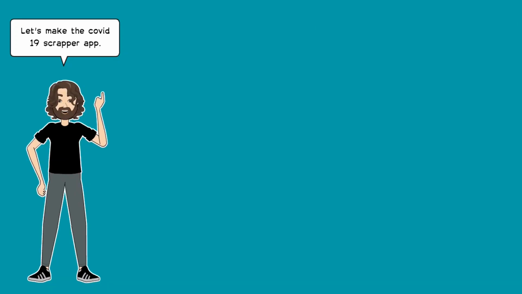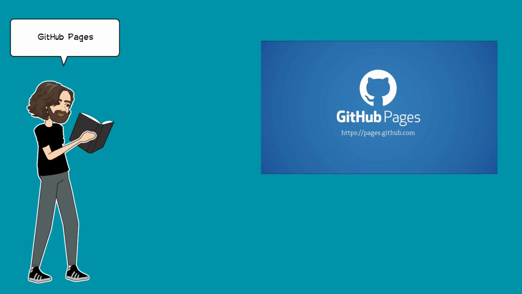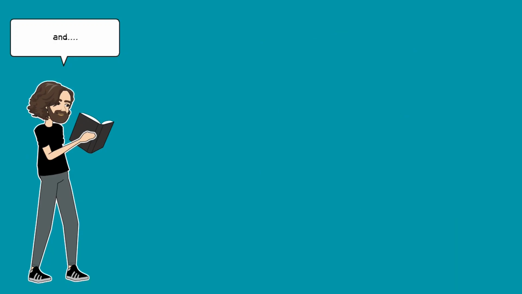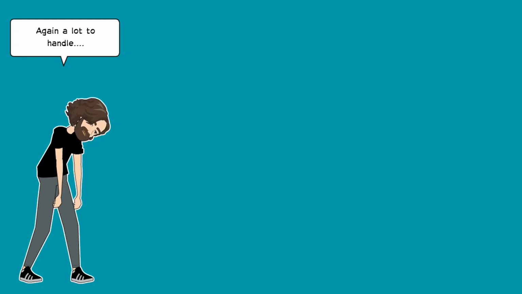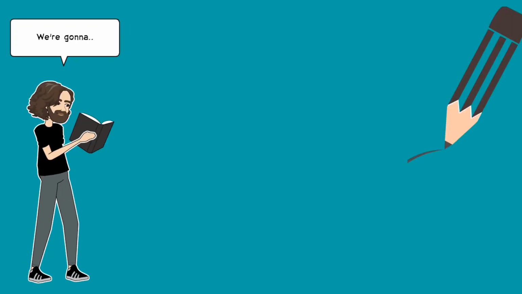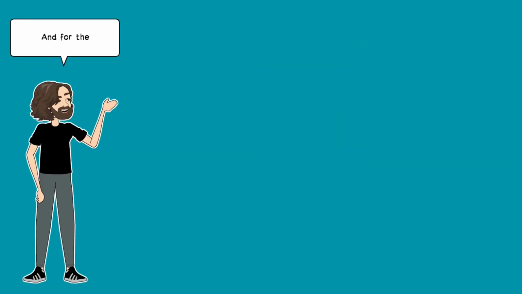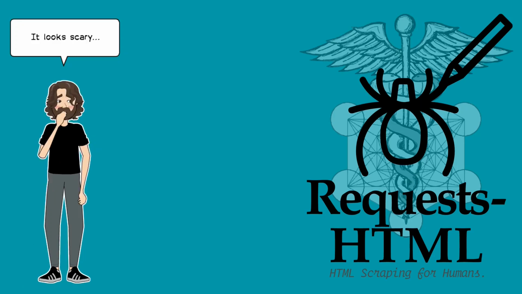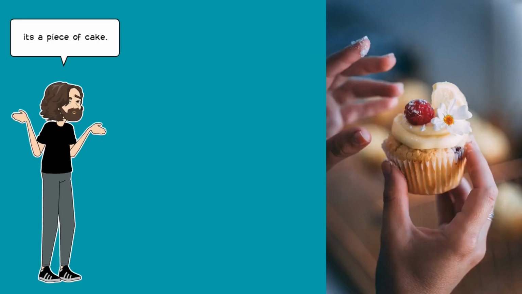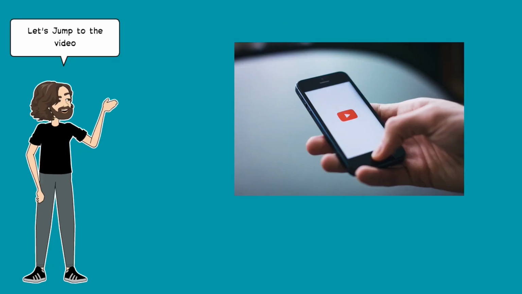Leave it. Let's make the COVID-19 scrapper app using the GitHub API, GitHub Pages, Python 3, and guess what? Web scraping. Again, a lot to handle. We're going to change the content of GitHub Pages every 4 hours, and for the web scraping, we're going to use requests-HTML. It looks scary, but in reality, it's just a piece of cake. At least better than Beautiful Soup 4. So let's jump to the video.